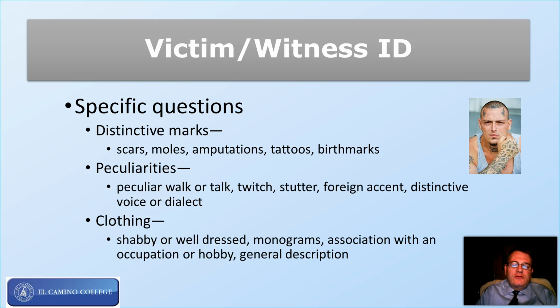I'll look for peculiarities, such as the way they talk, the way they stutter like me, the way they twitch, if they have a foreign accent, a distinctive voice, maybe a high voice or a low voice. Clothing worn: are they dressed in a business suit? Are they dressed in casual clothes? Gang affiliated stuff like outlaw motorcycle vests, other gang type clothing. Maybe it's work clothing. Maybe they work at a delivery company and they've got the delivery company's logo on there.